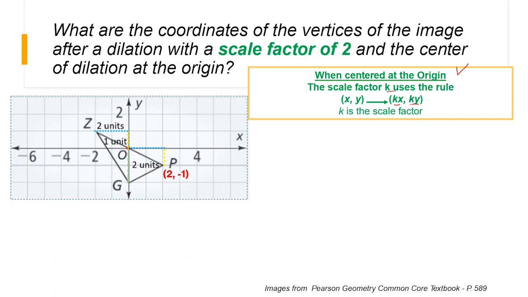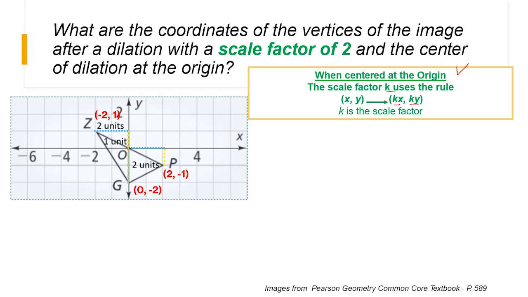The coordinate for P is 2, -1. The coordinate for Z is -2, 1. And the coordinate for G is 0, -2. And so we simply want to take our scale factor, and in this case it is 2, and multiply everything by 2. So that's what I'm going to do.